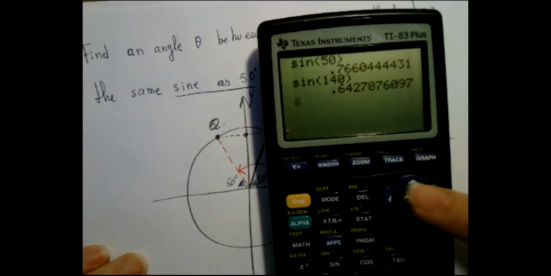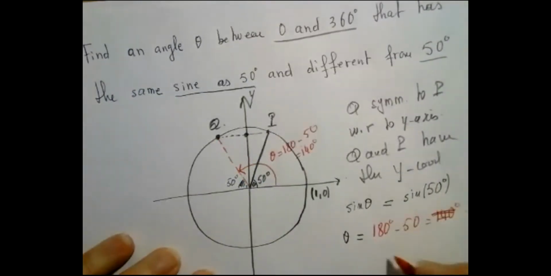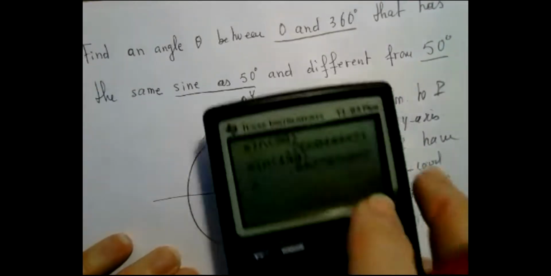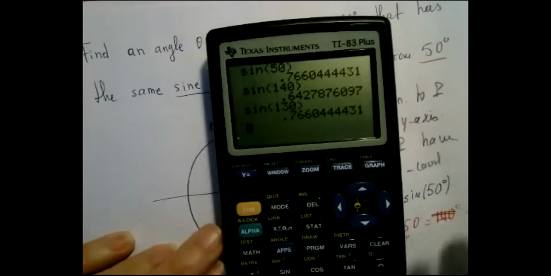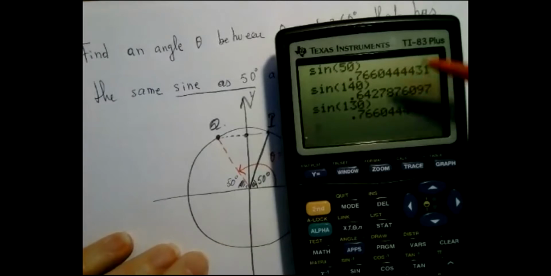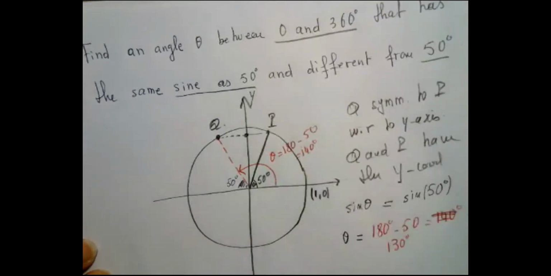Wouldn't it be 130 and not 140? Yeah, because your classmate said 140 and I wasn't paying attention. Thank you very much. That's when I checked, I realized I was doing something wrong. So the sine of 130 is exactly 0.766. The sine of 50 and the sine of 130 give exactly the same answers. That's why I realized I was doing something off.